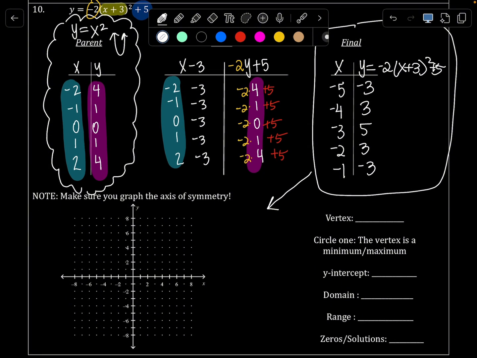Negative 5, and then down 1, 2, 3. Negative 4, up 1, 2, 3. Negative 3, up 5: 1, 2, 3, 4, 5. And then we just follow the pattern, okay? Draw your axis of symmetry. And there you go. There you have it.